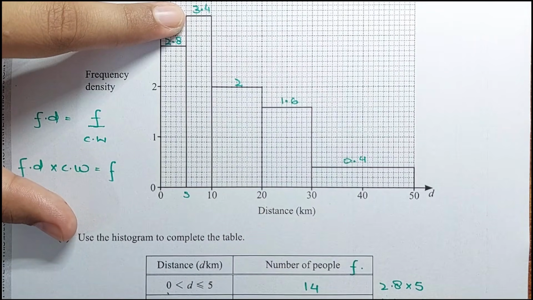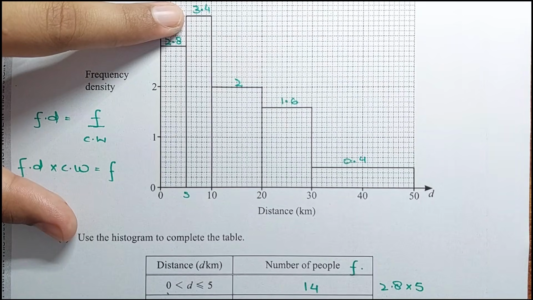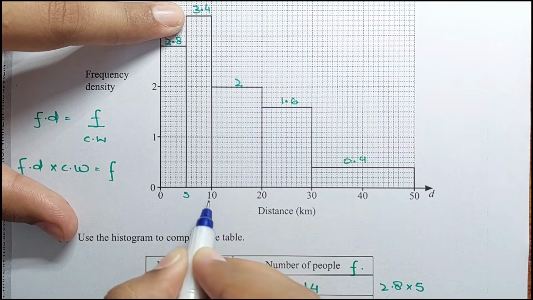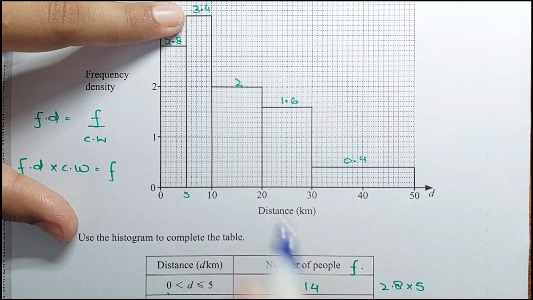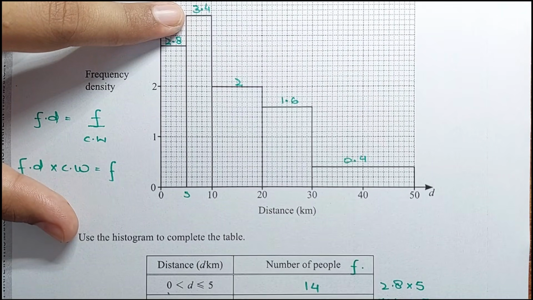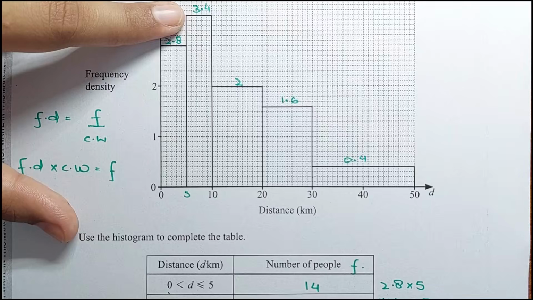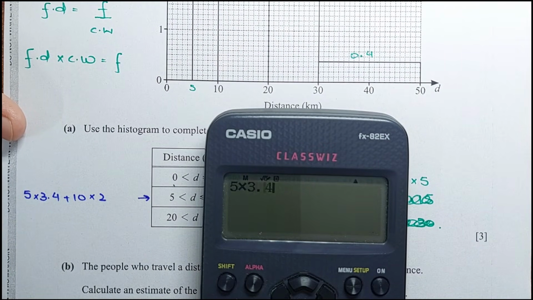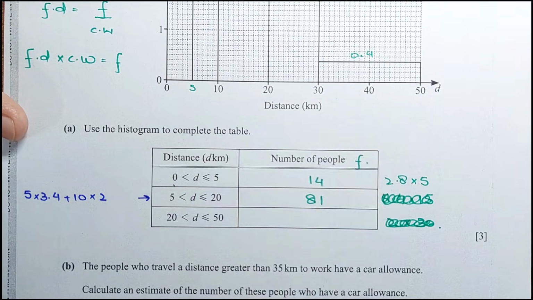So how can we get this interval? Let me show you. The class width for 5 to 10 is 5. For 10 to 20, the class width is 10. So between 5 to 20, we can say 5 as a class width multiplied by 3.4 plus 10 as a class width multiplied by 2. 5 times 3.4 is 17, and 10 times 2 is 20. 17 plus 20 is 37.